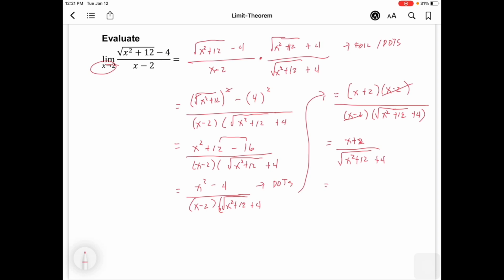So this will be 2 plus 2 over the square root of 2 squared plus 12 plus 4. This will be equal to 4 over ang ating 2 squared ay 4 plus 12. This will be 16. The square root of 16 plus 4. This will be equal to 4 over square root of 16 ay 4 plus 4 is 8. So this will be equal to 1/2.